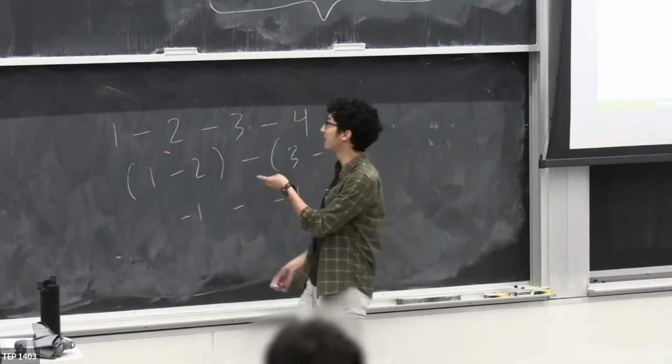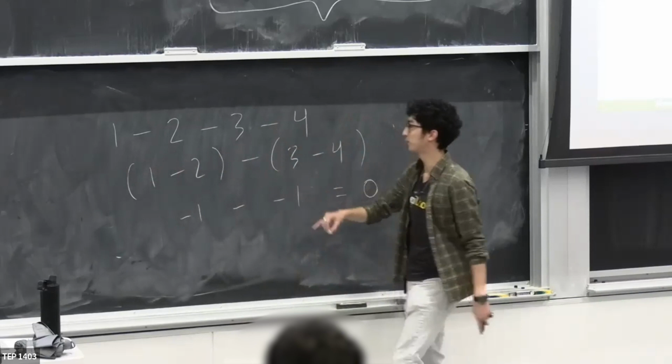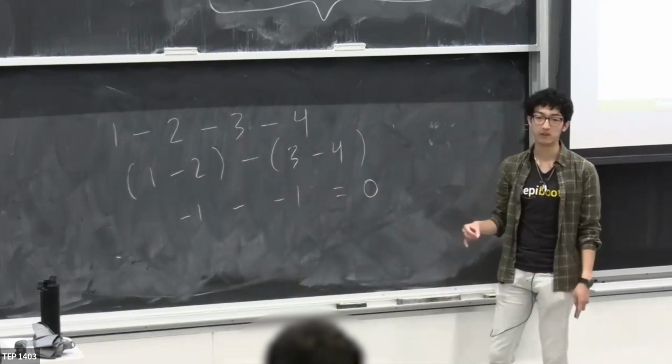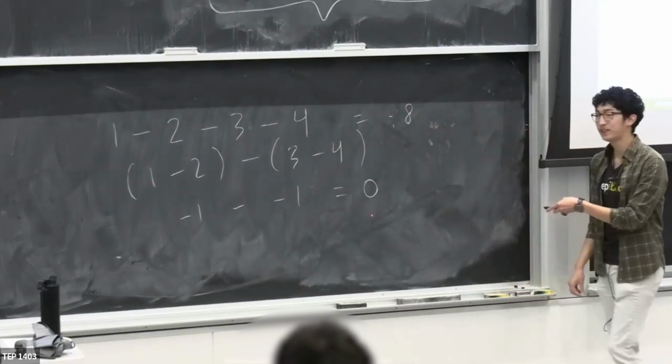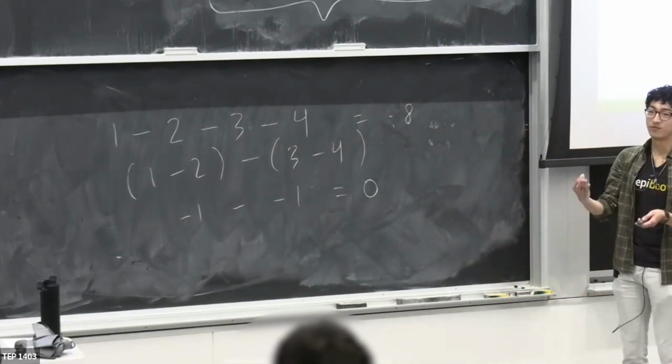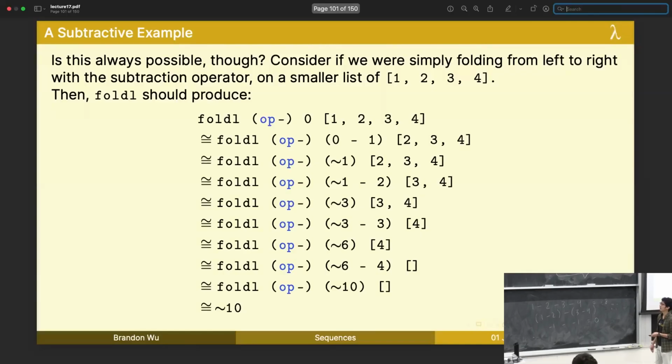Okay, I'm getting heckled. 1 minus 2 minus 1 minus 3 minus 4 minus 4 minus 8. Right? I just did the math for you. This is minus 8, I think. But this was 0. Wrong result, right? So what happened here? If I wanted to march forward with fold, it's minus 10.